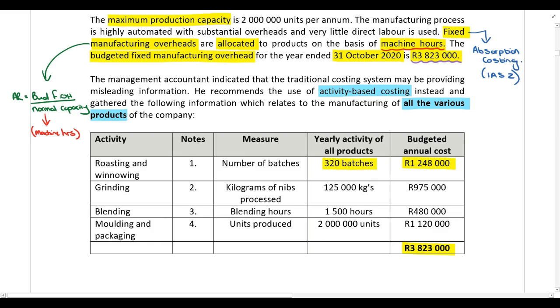So for roasting and winnowing, we would take that total budgeted cost of 1,248,000 Rand. We would divide by 320 batches, and that would give us the rate per batch. Okay, so the activity rate per batch. And you can obviously perform that calculation for each of the different activity areas. Okay, but don't perform any calculations right now because we don't yet know what the required is going to ask. So just make sure that you're happy with the information provided and you make sense of it.